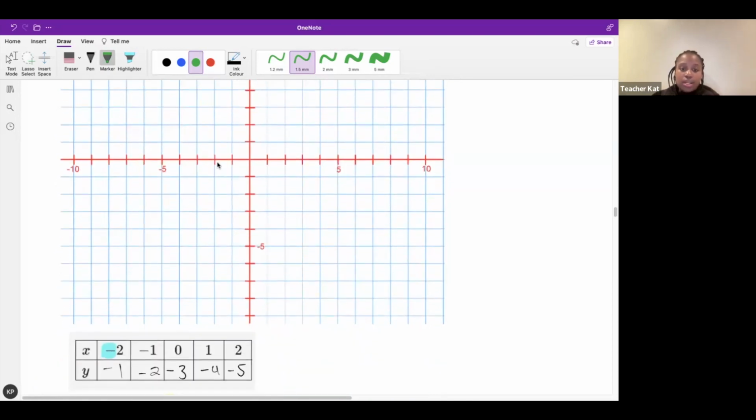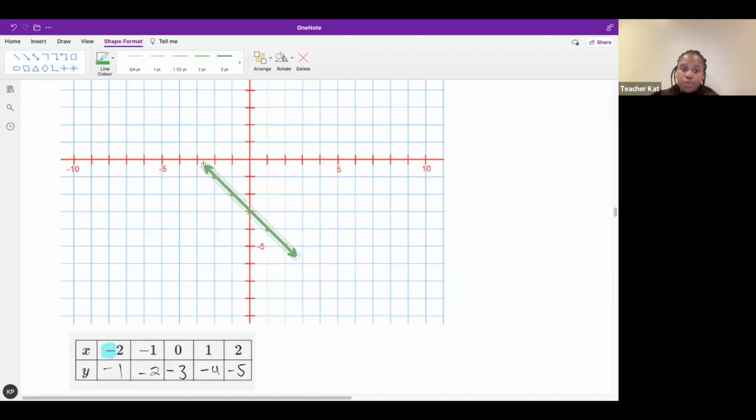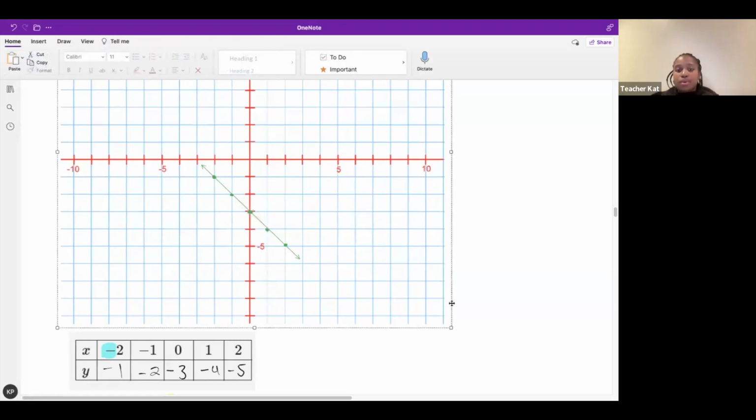So let's get going. Negative 2 goes with negative 1. That's over there. Negative 1 with negative 2, 0 with negative 3, 1 with negative 4, and 2 with negative 5. And if I insert my line, we'll see that it is all a straight line. Well, if I can draw a straight line, that would be fabulous. But it is a straight line. There we go.